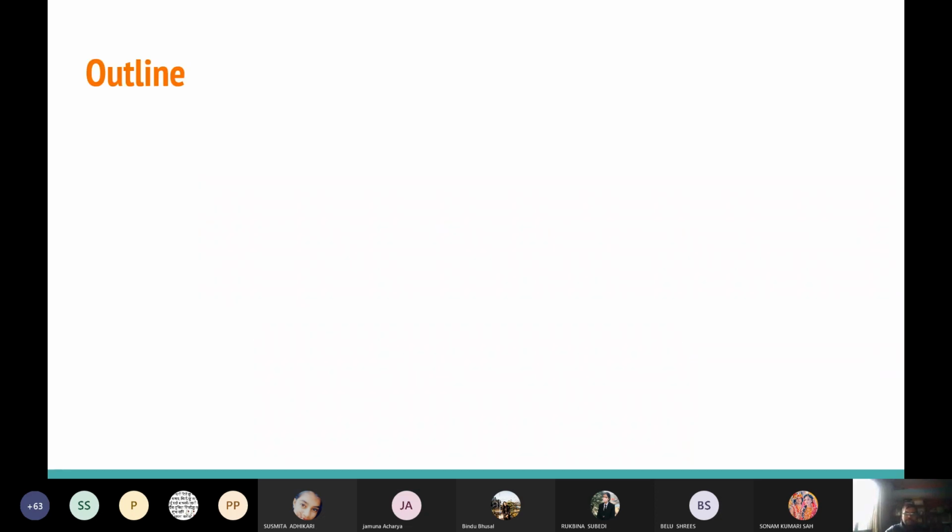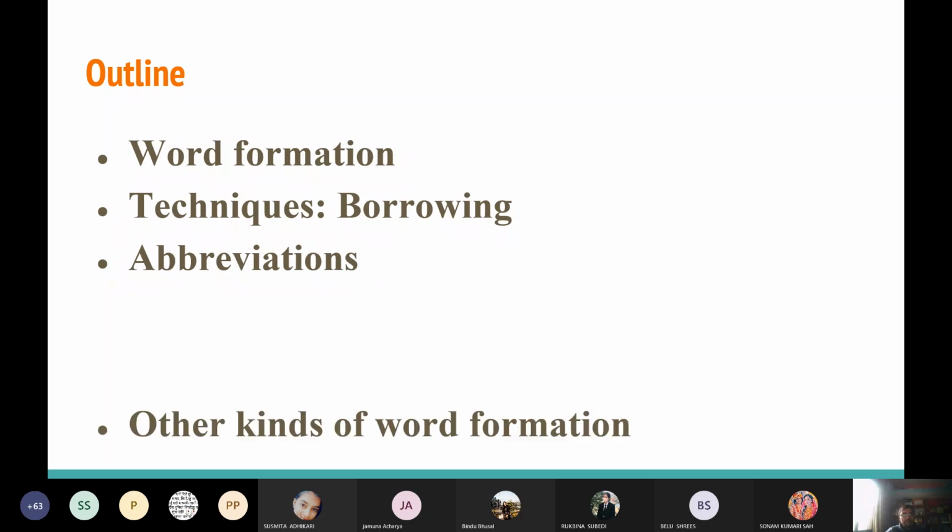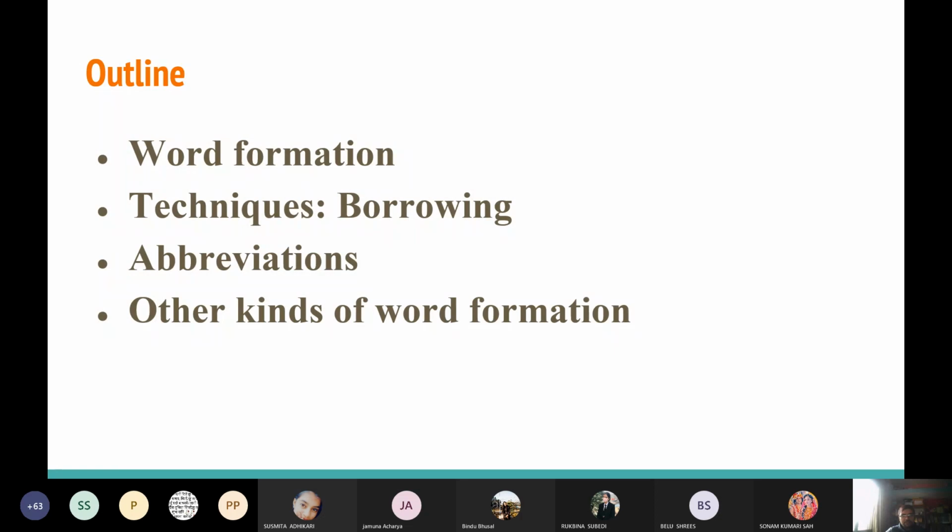In today's class, the major focus will be on what word formation is, what the techniques of borrowing are, what some examples of abbreviation are as an example of word formation, and what other kinds of word formation there are as well. Each discussion will be followed by examples.